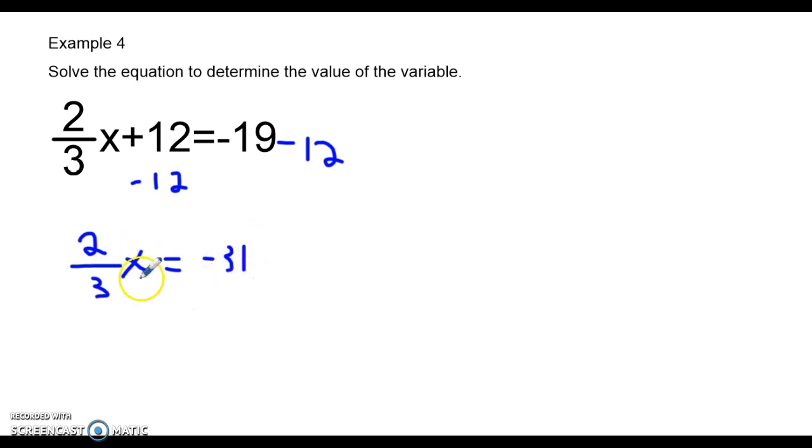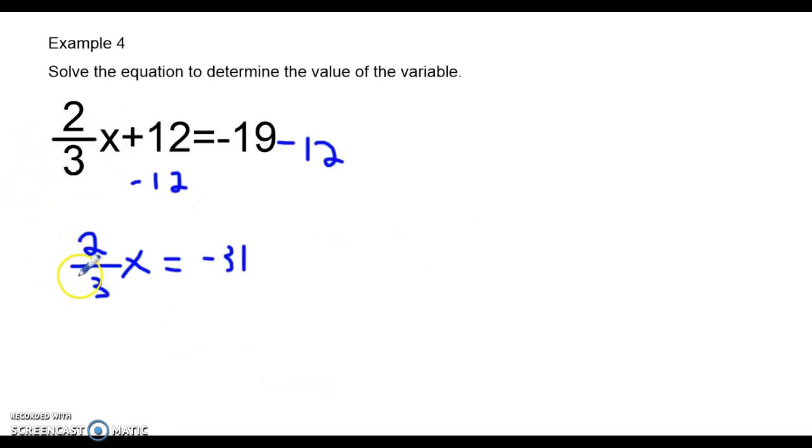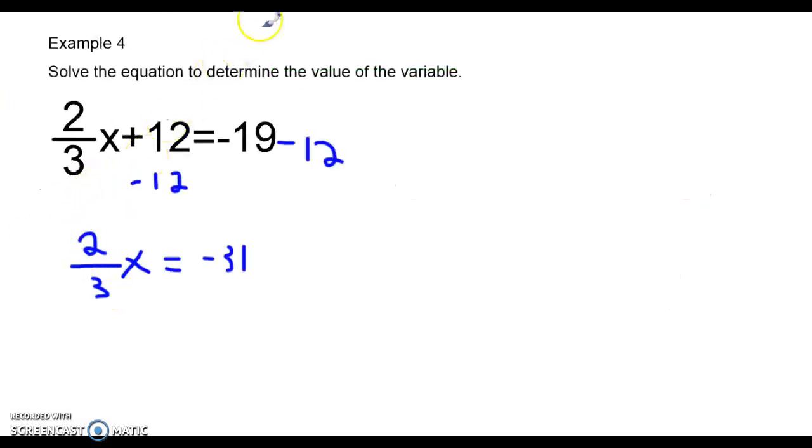We don't have the variable alone quite yet, but if you look, this is eerily similar to this problem here, where we've got negative 2/7. We've got a fraction times a variable. Well, look here, we've got a fraction times a variable. So if you know what to do, we've got to work that reciprocal. Flip that fraction. The reciprocal of 2/3 is simply 3 over 2, times 2/3 x. That's going to cancel out those fractions for us. That's exactly what we want. That's going to help us isolate the variable.